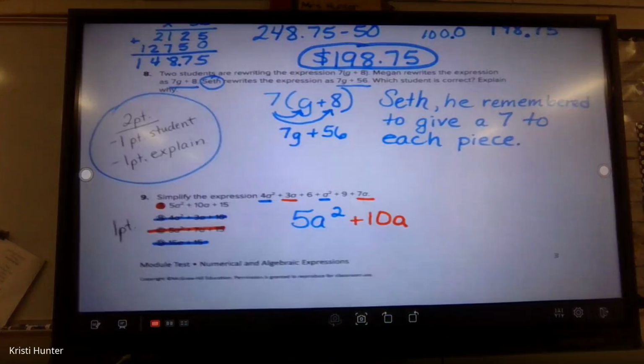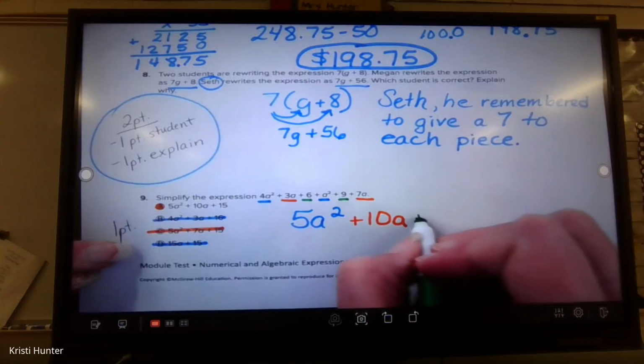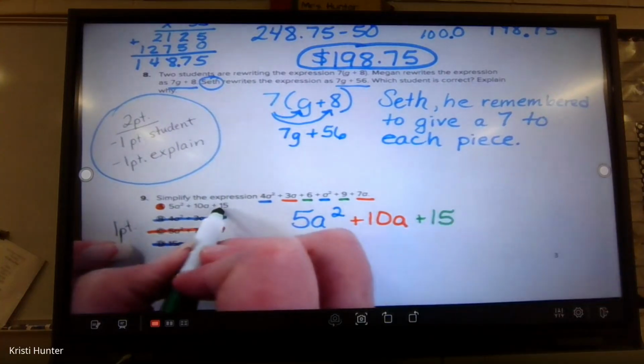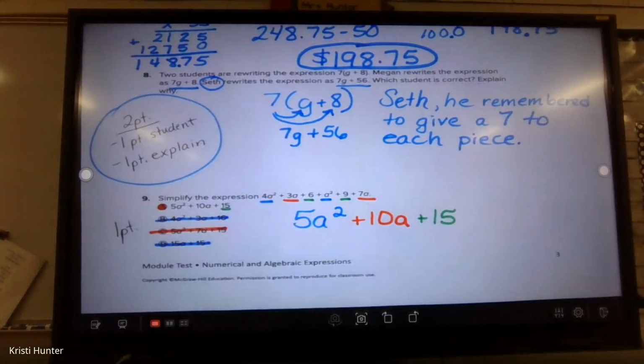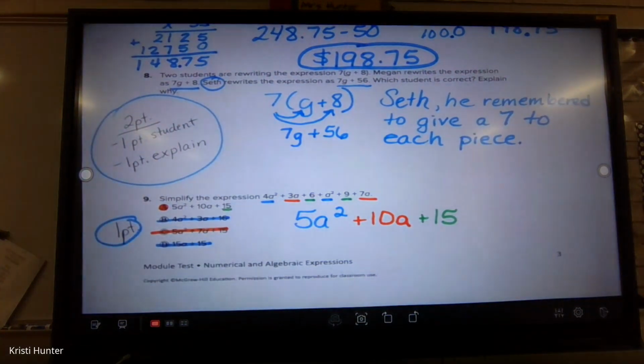Let's evaluate our constants just to be sure. When I look at my constant, I see there's a 6 and a 9, and 6 plus 9 is 15, which is exactly what is there. So A is the correct answer. This is a 1-point problem.